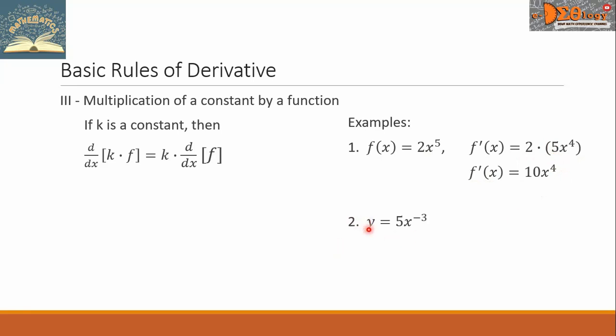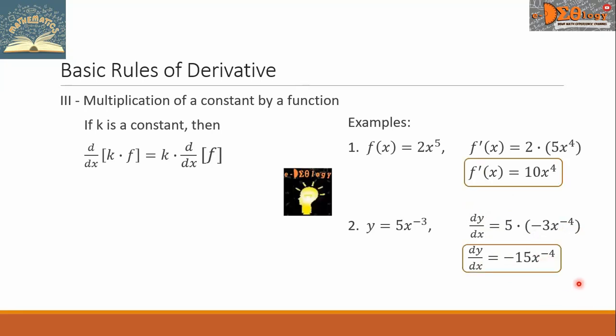Example 2, y equals 5x raised to negative 3. This is equal to dy over dx equals 5 times negative 3 times x raised to negative 4. We multiply 5 times negative 3 and our final answer is negative 15x raised to negative 4. These are the answers for the given examples.